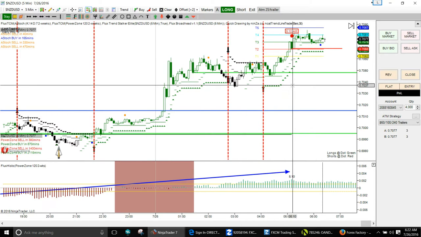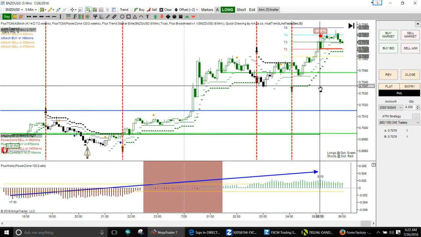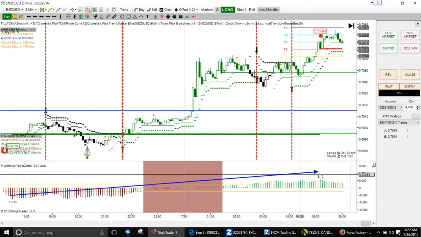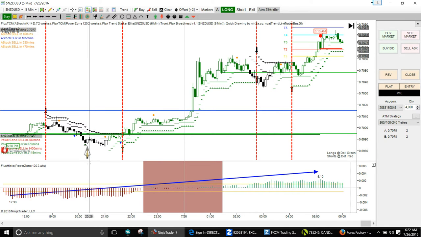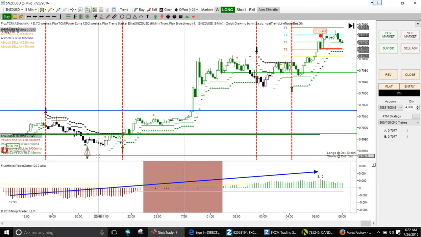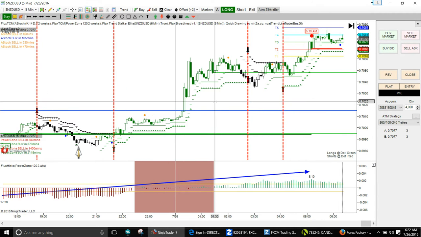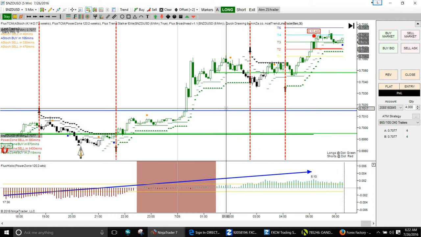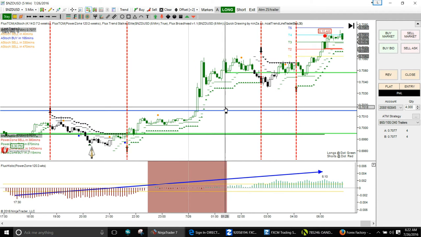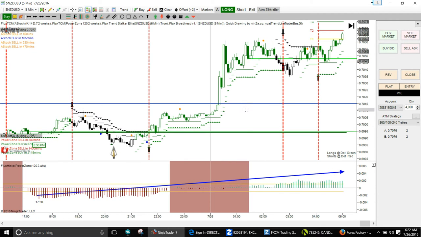All right, traders. This called out the trend before you even had a signal. Remember, this is a week-old signal. Okay, there's a broadhead. Here's another entry right here on a buy. All right, traders, just showing you how this flux power zone with the trend stalker elite works. Awesome.